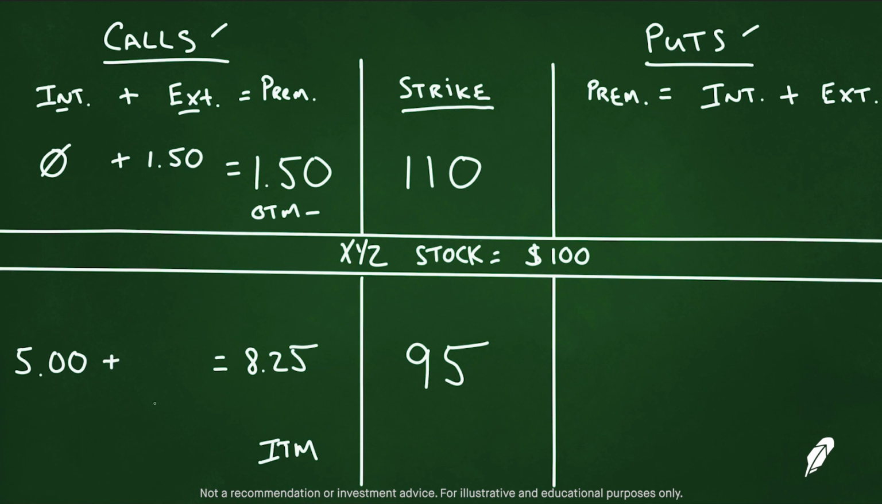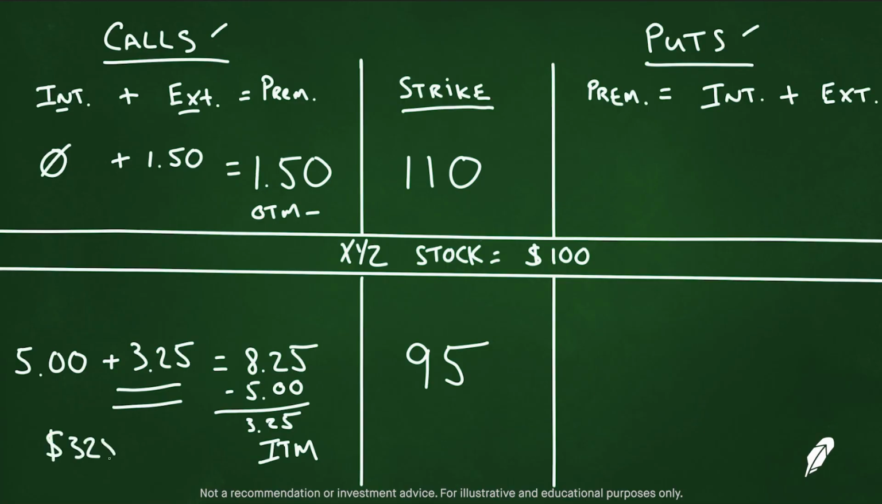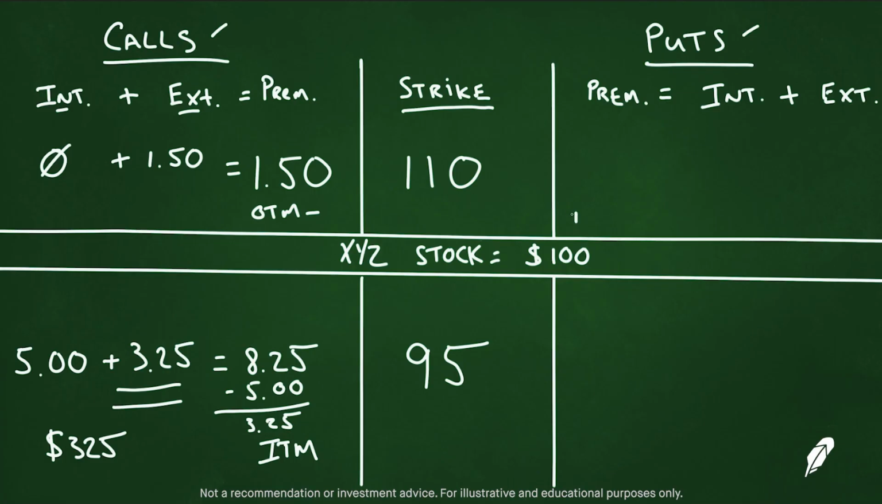So that's our intrinsic value. Now the option's trading for $8.25. So if we subtract our $5 of intrinsic value, we now know that $3.25 of that option is extrinsic value. What's important here is if we were to exercise this $95 call option to try to capture this $5 in value on our stock position, we would be forfeiting this $3.25 of options premium. And remember, every option is worth 100 shares of stock, so that would be $325 that we would be forfeiting by exercising our option.